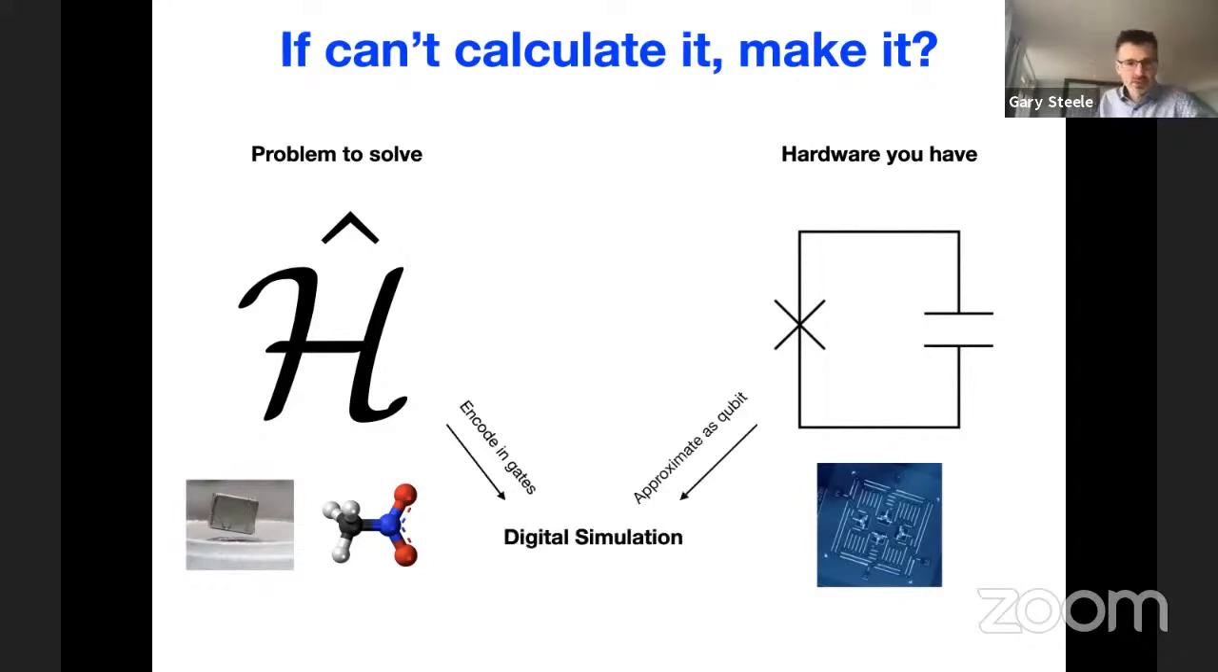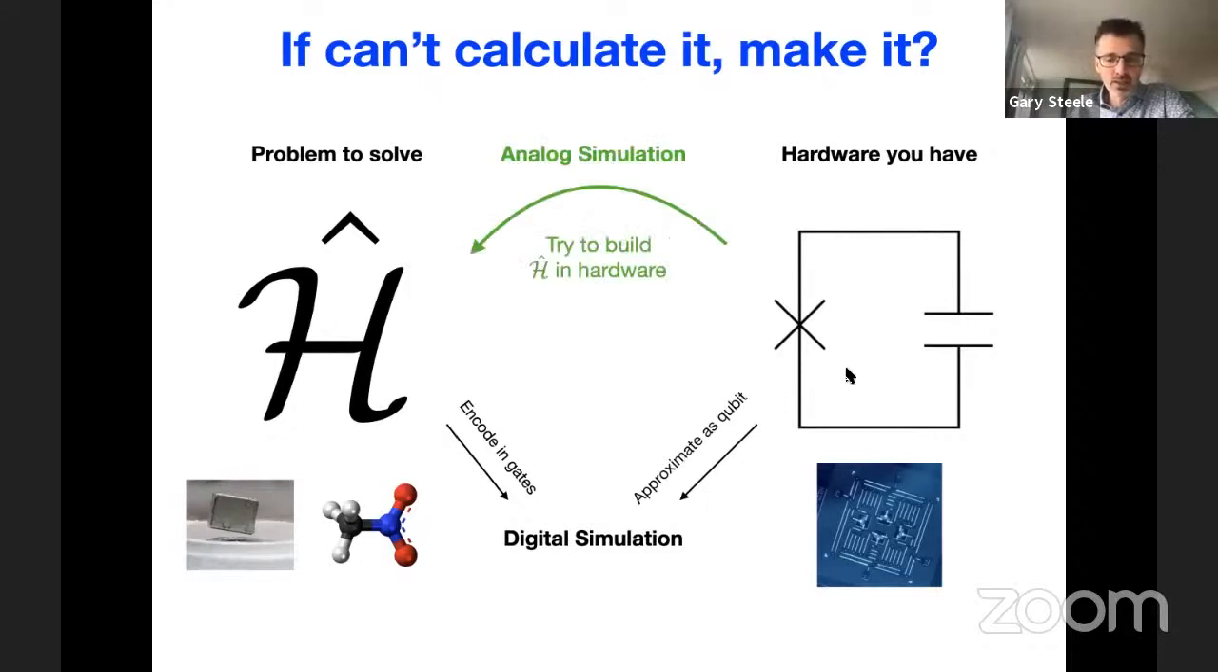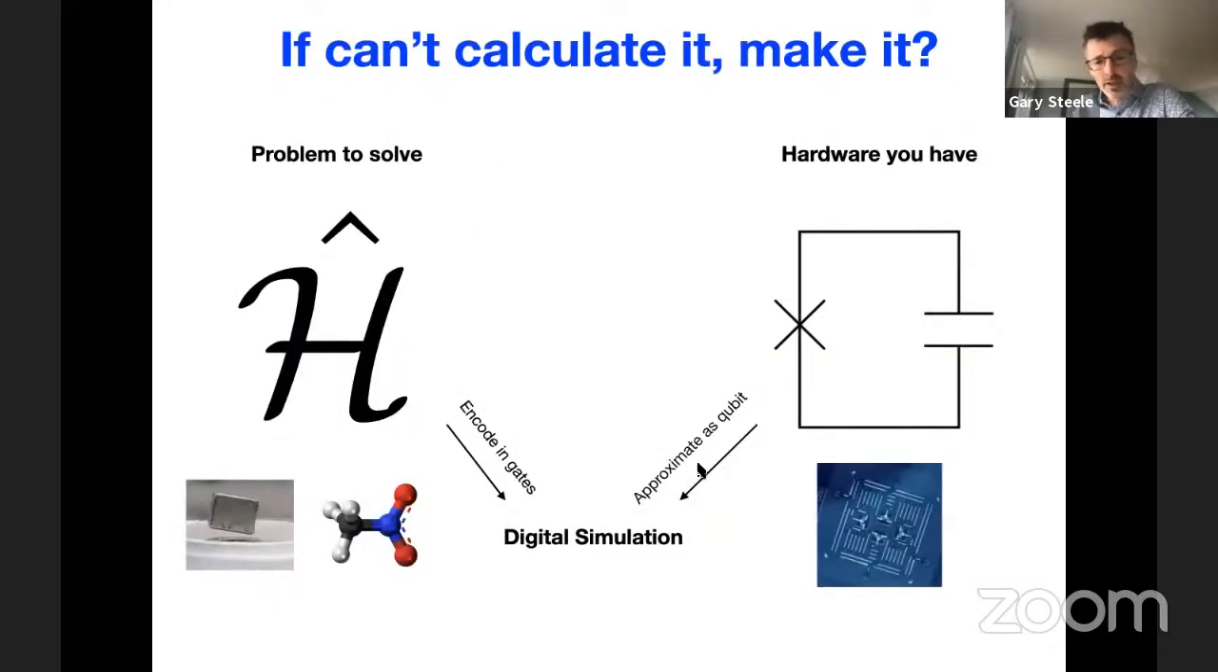There's sort of what I'll call digital simulation. So you can make an approximation of this hardware as a qubit, and that's what people do with transmons. And you can do a lot of work to make sure that this device here acts like a qubit, and then you'll have a qubit that you can do digital simulations with, and then you also need to encode this Hamiltonian into gates of that qubit, or actually multiple qubits. And if you combine all these together, you'll get what I'll call a digital quantum simulation.